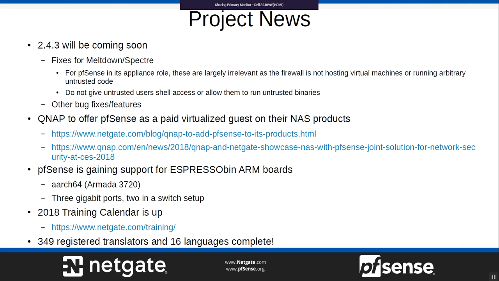We also have a little bit of a translation update. We've got 349 registered translators and 16 languages that are 100% complete. And there are several more included in pfSense that are over that 75% barrier. So we're adding stuff all the time there.